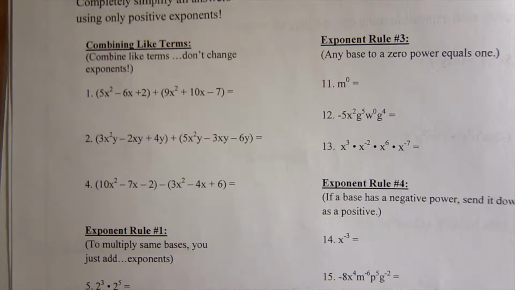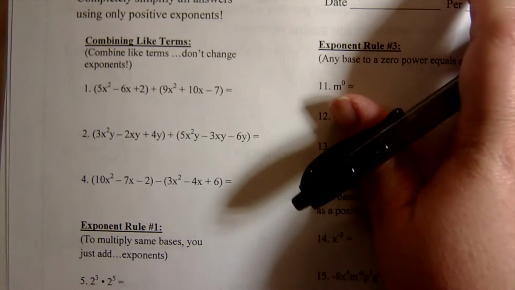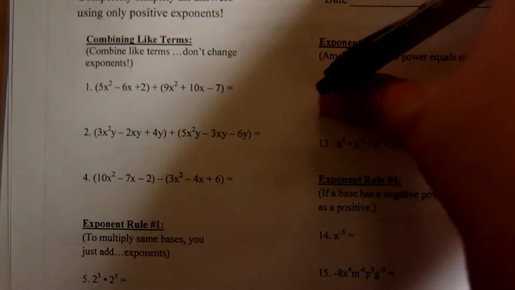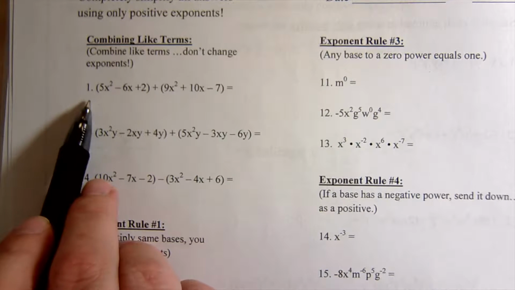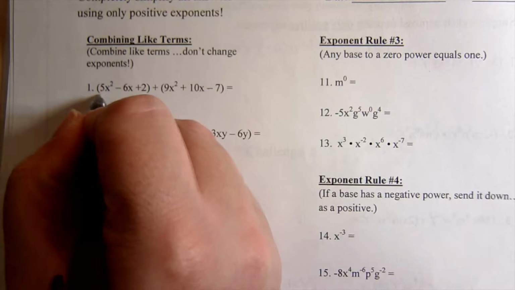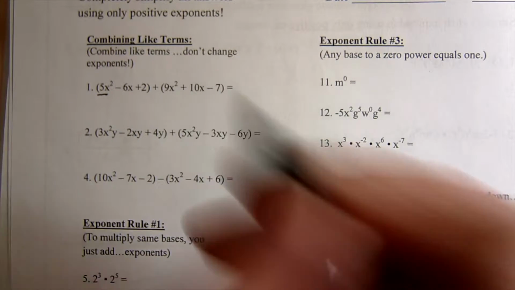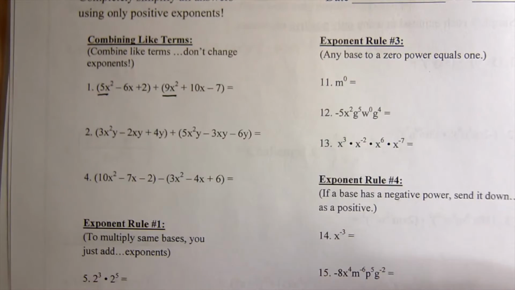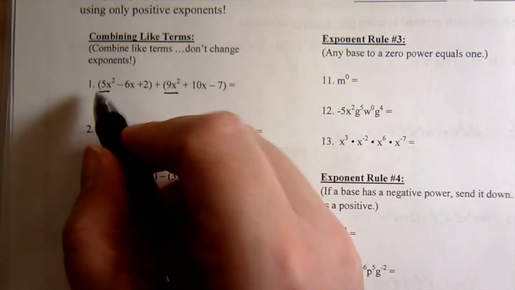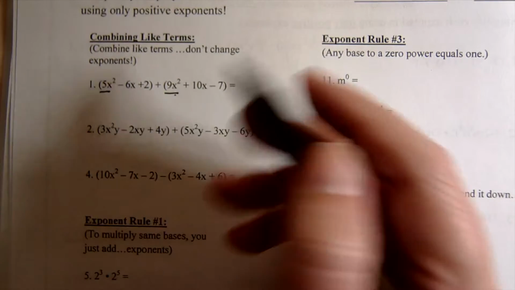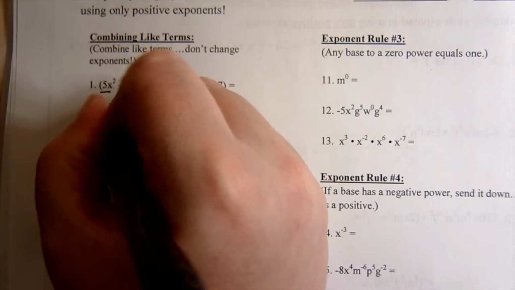In the first one, it says combining like terms. So that means you are just adding or subtracting the like terms. You do not change the exponents. So for number 1, what does 5x squared combine with? 9x squared. You're adding 5x squared plus 9x squared. 14. So 14x squared.